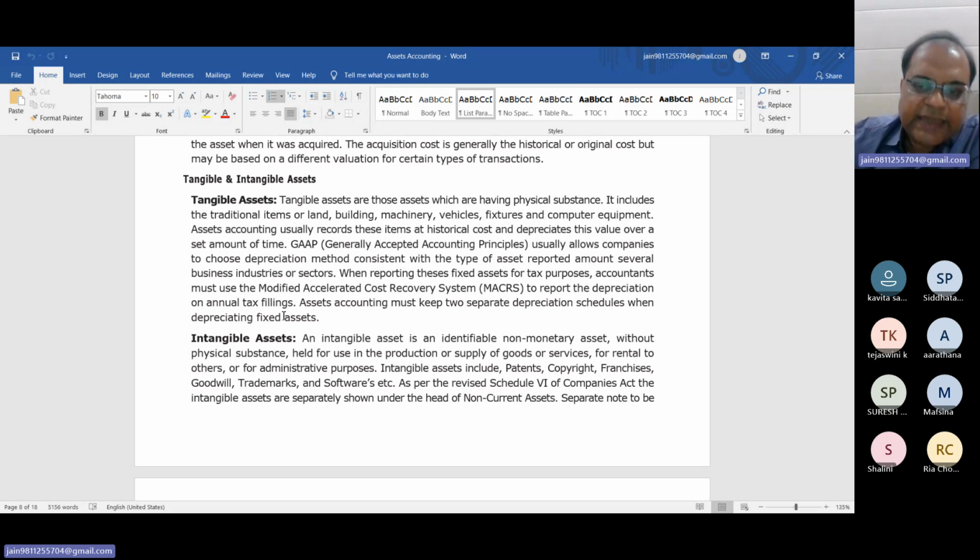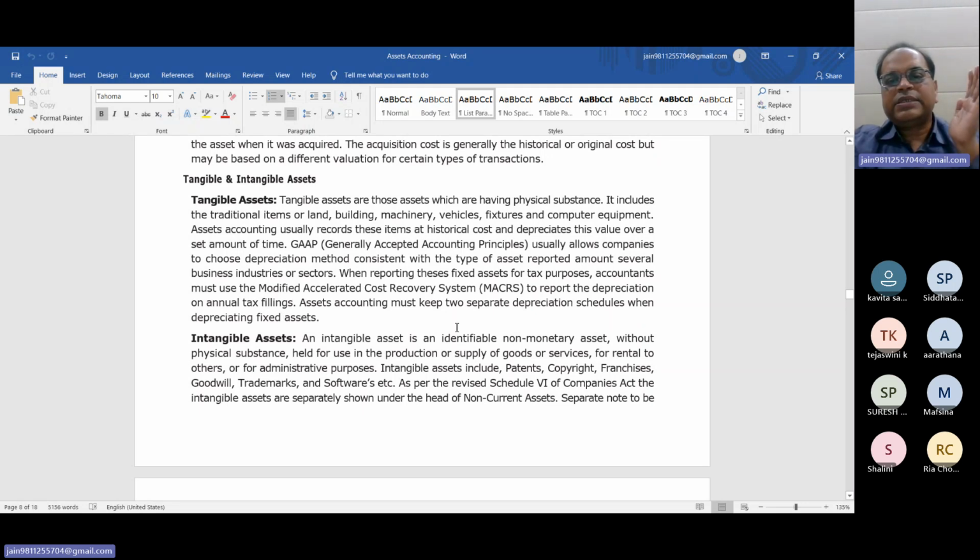But as per the Income Tax Act, the approved method is only WDV. For calculating the profit as per income tax, or at the time of filing the income tax return, it is mandatory to charge depreciation using only the WDV method, except for power generation companies. Power generation companies use the straight line method. All other types of companies have to use only which method? WDV method. So there is a difference between accounting and income tax.